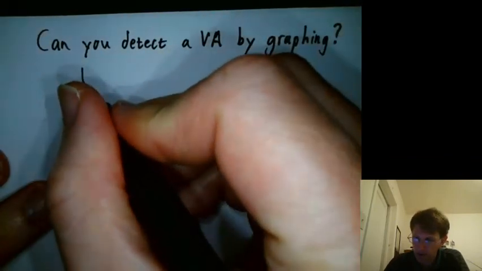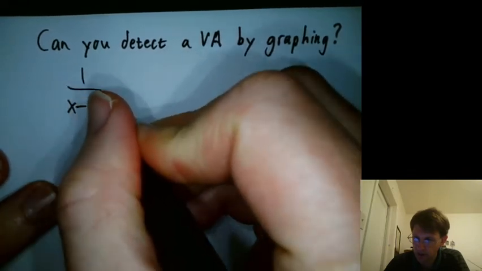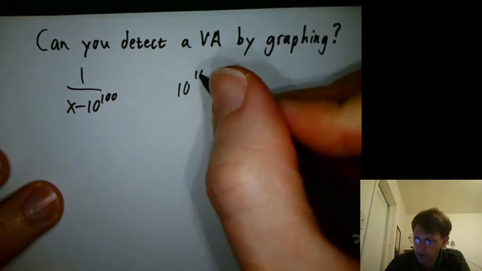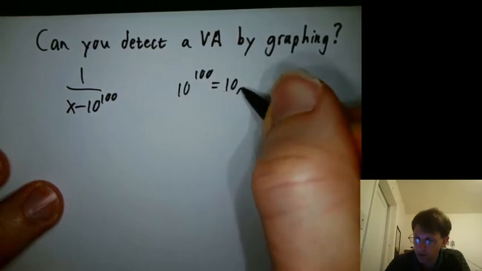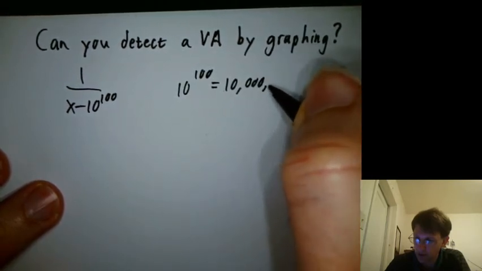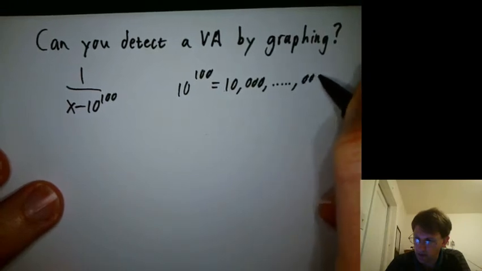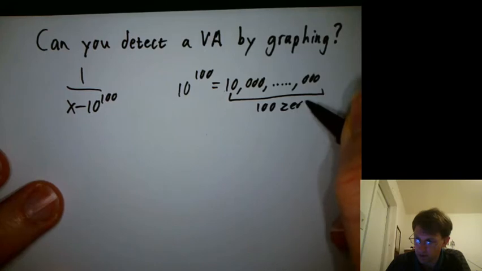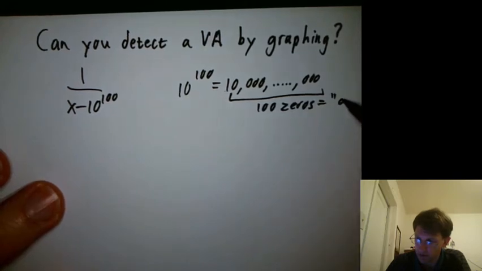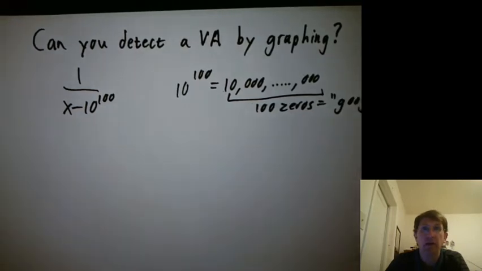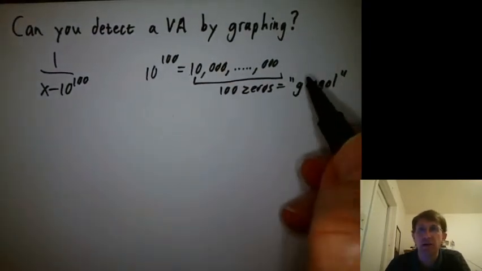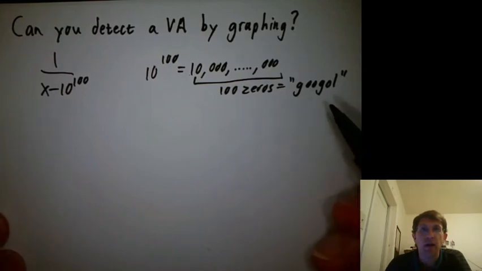Let me offer a suggestion. How about 1 over x minus 10 to the 100? 10 to the 100 is a 1 with 100 zeros, and there's a name for that number, and it is googol, but spelled this way rather than the company name. Google, the company, actually kind of got its name from this.